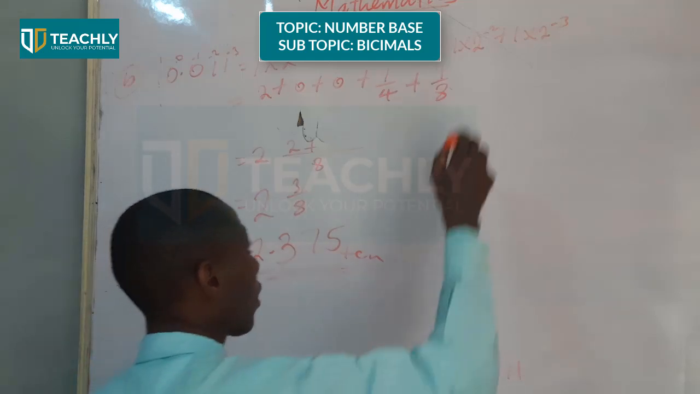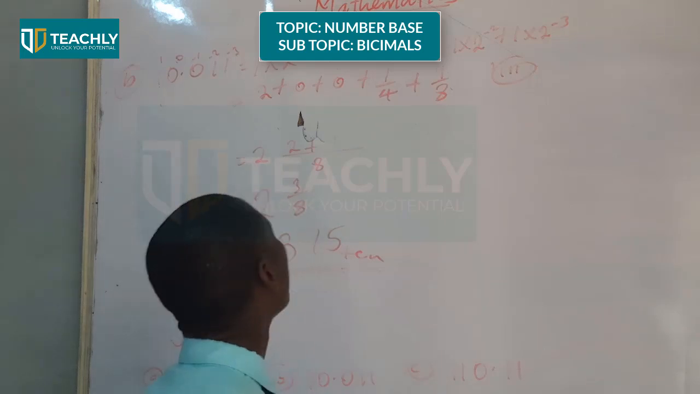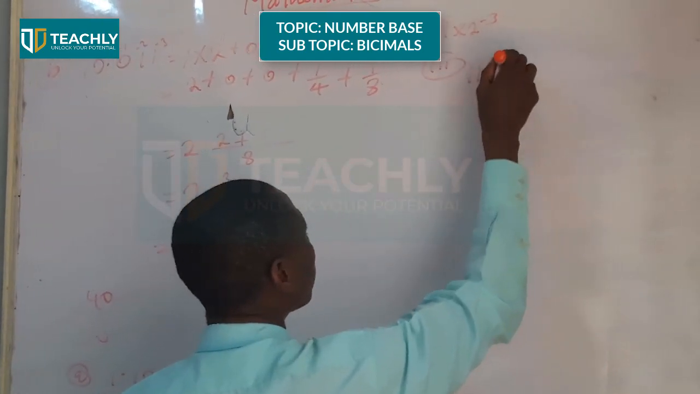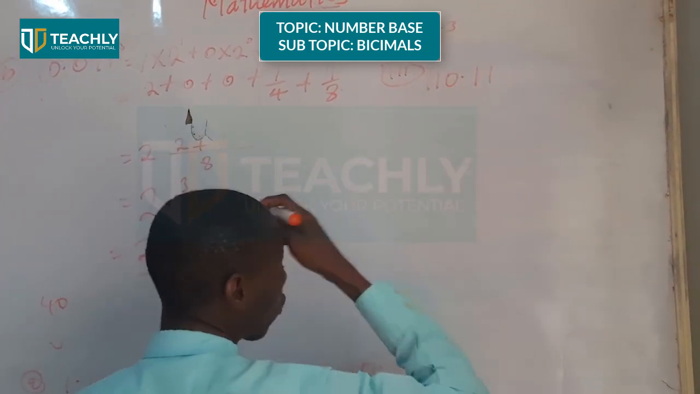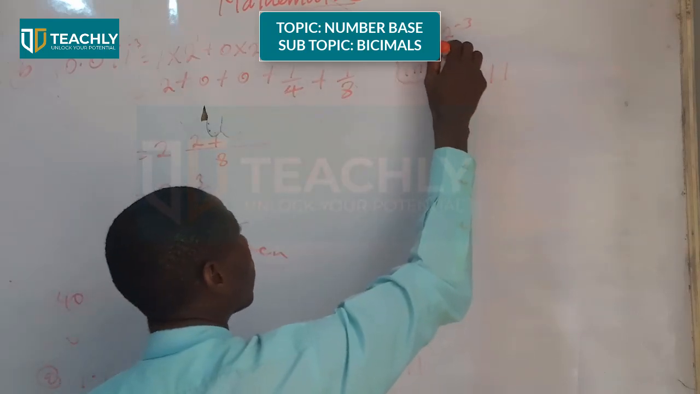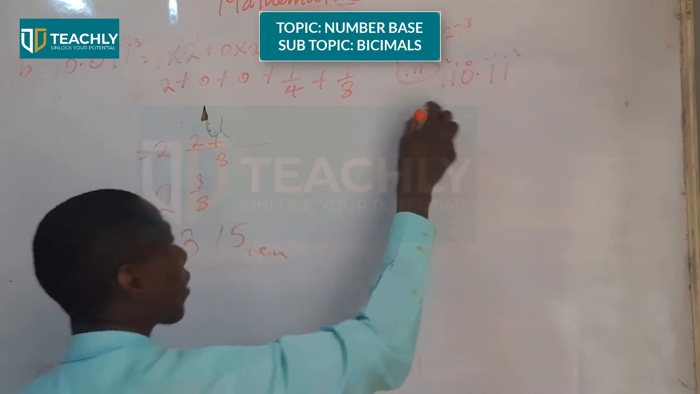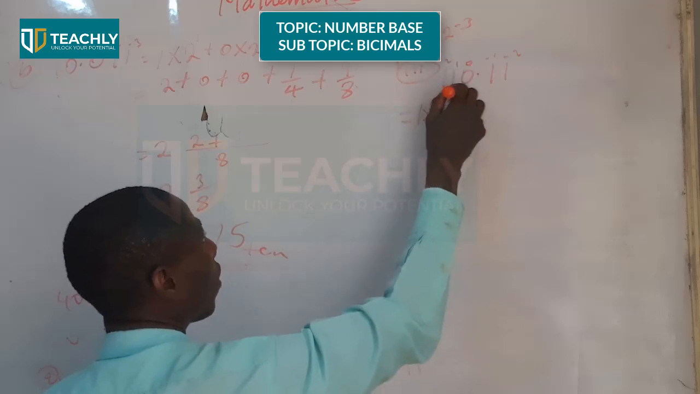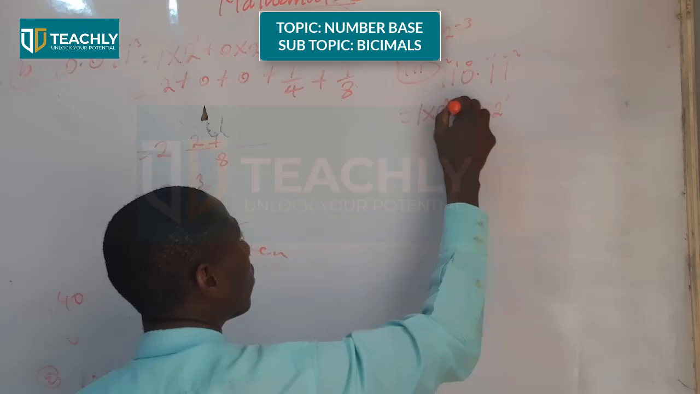Okay, let's look at the last one here. 3. So we want to convert 110.11. This one also is in base 2. Here you have 0, 1, 2. After the small point, you have minus 1, minus 2. So to start, let's take the first one. 1 times what? 2 to the power 2. Next one, 1 times 2 to the power 1.